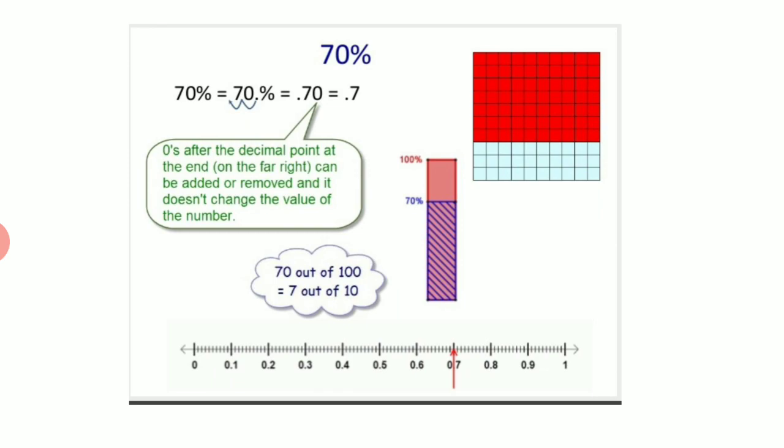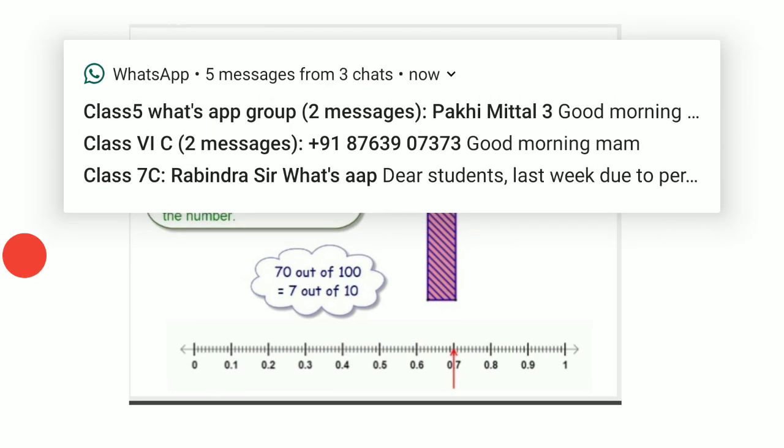70% means, children, in the grid given you can see 100 boxes. Out of that, 70 boxes we have taken. That means 70 is the numerator and the denominator is 100. 70 out of 100, when we divide into lowest terms, becomes 7 by 10. 7 out of 10 is nothing but 0.7. Okay, in the number line given below, children, the arrow shows you the placement of your 0.7.